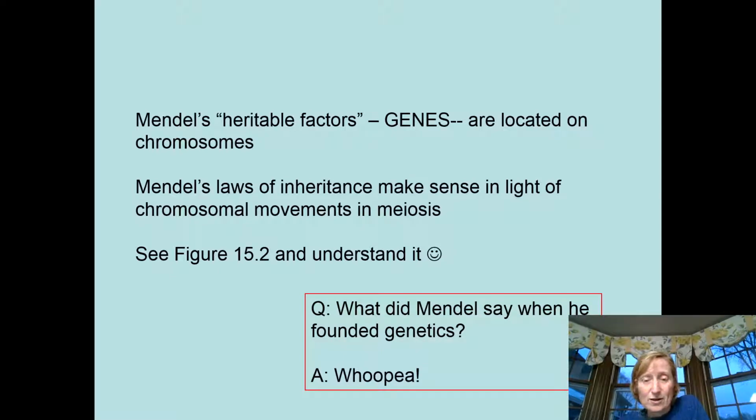Here's a fun one, I call this a dad joke. What did Mendel say when he founded genetics? Whoopee! Get it? Peas. All right.